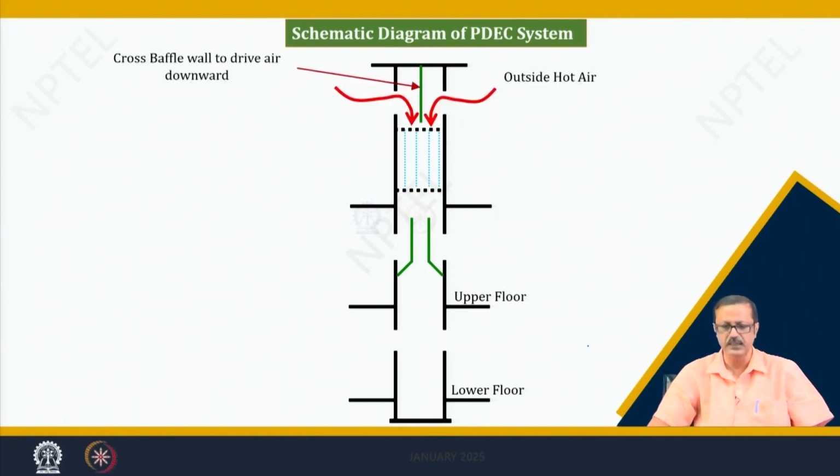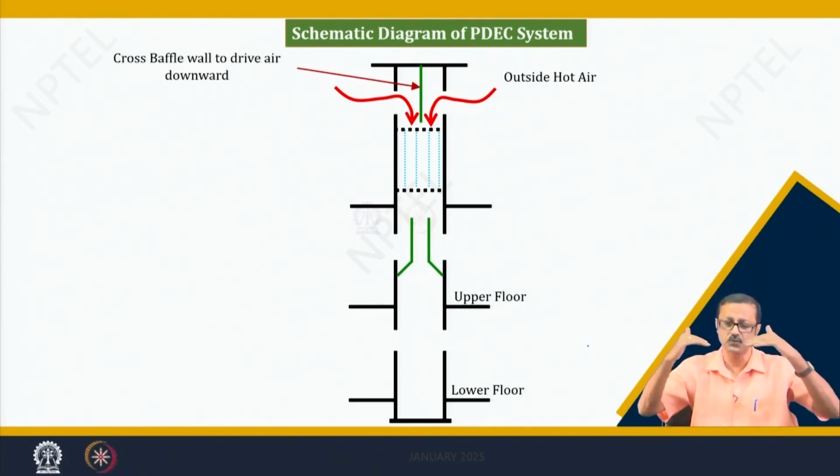So, here you see in the top part of this kind of shaft, there are some baffle walls, and there are some outlets or punctures. Those punctures take the hot outside air in. I have shown it with red arrows, and this baffle wall will try to channelize that towards below. Please remember that hot air is lighter, so it always wants to go upward.